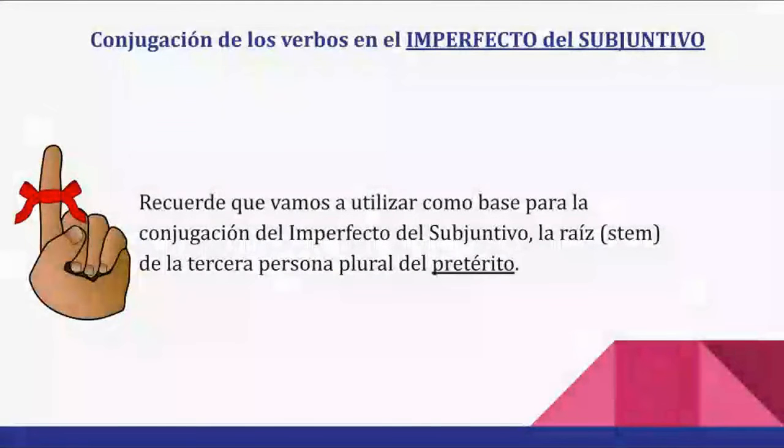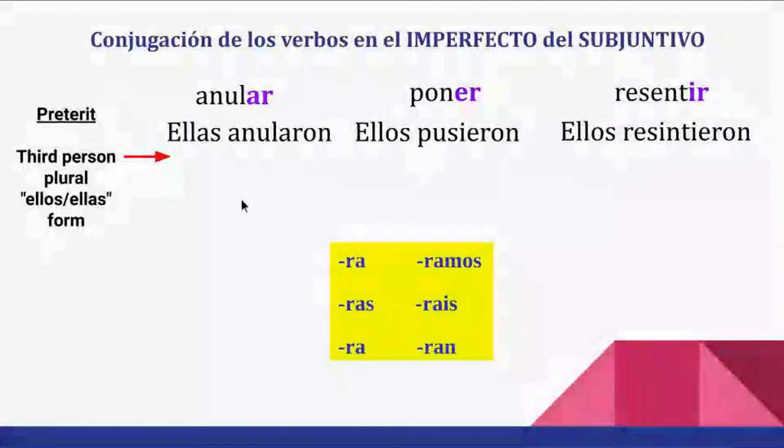So, remember, we're going to use como base para la conjugación del imperfecto del subjuntivo la raíz, the stem, de la tercera persona plural del pretérito. That's why we were seeing that ellos and ellas form in our previous review. Vamos a tomar apuntes de esta sección. Conjugación de los verbos en el imperfecto del subjuntivo.